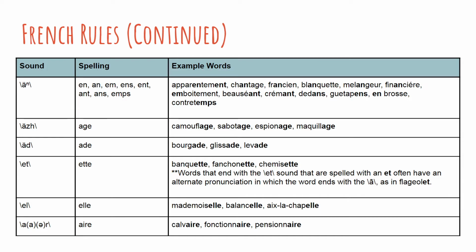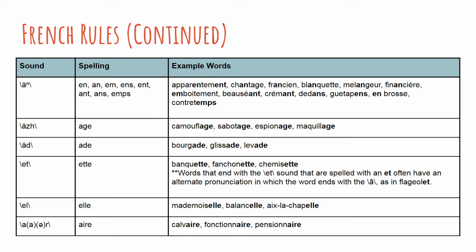Next, we have a few more language rules that we'll just go over quickly. So, the an sound. The an sound can be spelled E-N, A-N, E-M, E-N-S, E-N-T, A-N-T, A-N-S, or E-M-P-S. Next we have the aj sound. The aj sound can be spelled A-G-E, as in camouflage, sabotage, espionage, or maquillage.